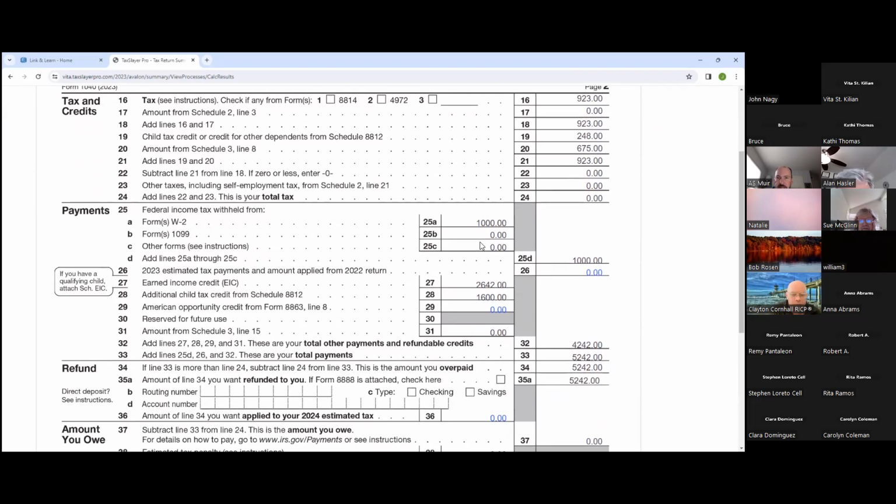And then you can see the tax withheld. Typically, you're going to see that on the vast majority of W-2s. And here you have the earned income tax credit, which for her is substantial, and that additional child tax credit, which is fairly substantial. So she owes 0 individual income tax.